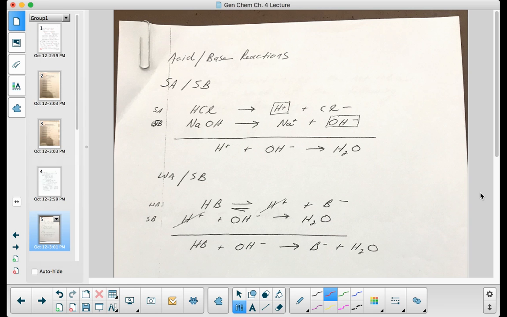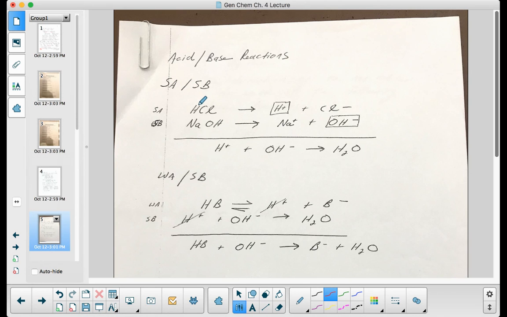All right, so segment three, we're going to talk about acid-base reactions. There's three different acid-base reactions that you need to know. And the first one is a strong acid with a strong base. That's SASB. That's strong acid, strong base.